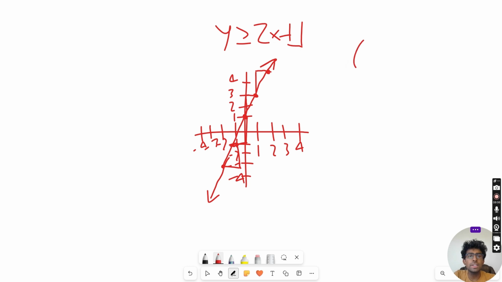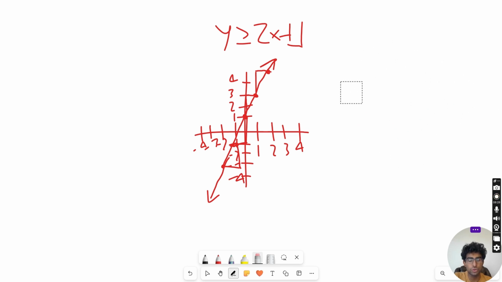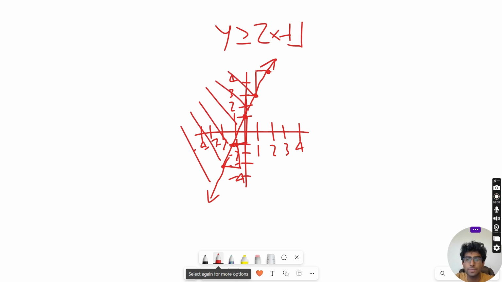So let's try 0, 0. So 0 is greater than or equal to 2 times 0 plus 1, which is 0 is greater than or equal to 0 plus 1. 0 is greater than or equal to 1. Is this true? No, it's not, because 0 is not greater than or equal to 1. So that means our shaded area is not going to contain 0, 0. In this case, since we're only dealing with one line, it's pretty simple. It's just the other side that does not have 0, 0 on it.